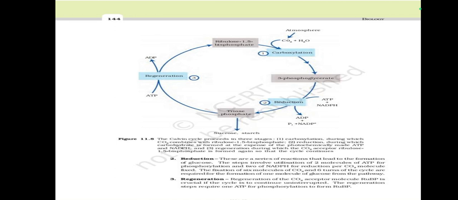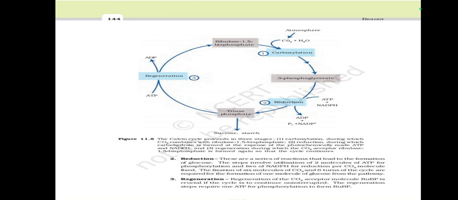There are a series of reactions that lead to the formation of glucose. The steps involve utilization of two molecules of ATP for phosphorylation and two of NADPH for reduction per CO2 molecule. The fixation of 6 molecules of CO2 and 6 turns of the cycle are required for the formation of one molecule of glucose from the pathway.